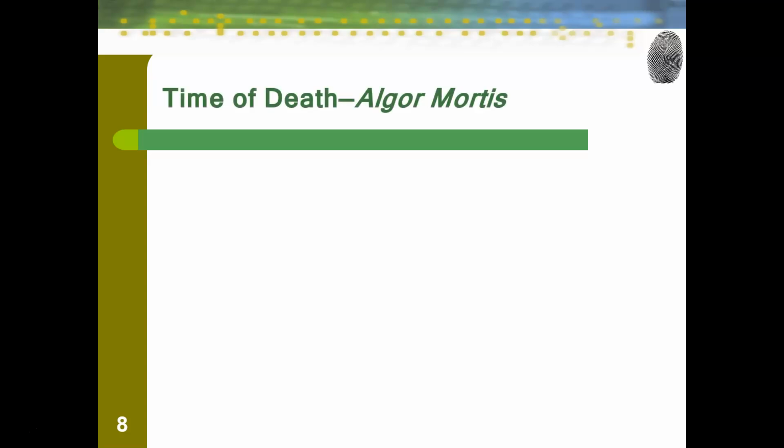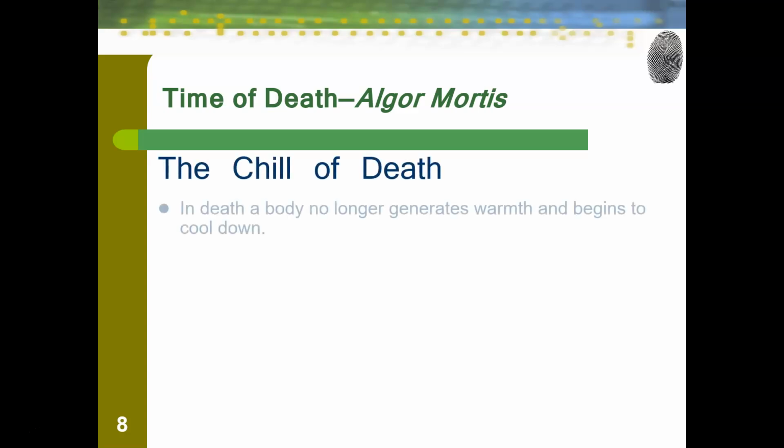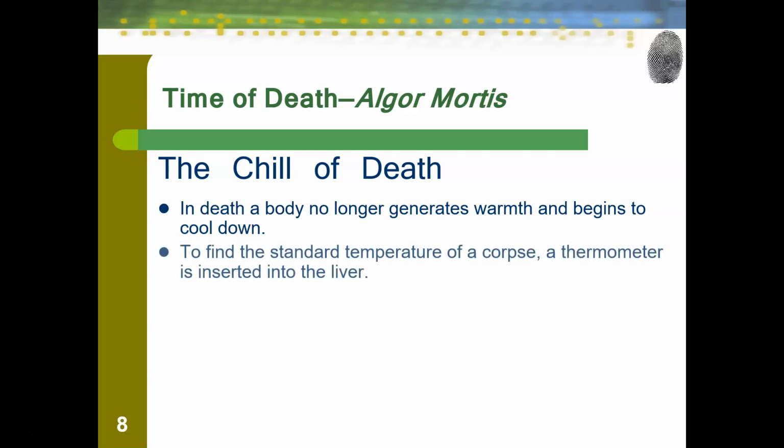Which brings us to our third of the mortises to estimate time of death, algor mortis, which means the chill of death. So in death, a body no longer generates warmth and is going to begin to cool down. In general, our bodies end up being at about 96.8 degrees. That's an average though. And most rooms you're in are between 68 and 70 degrees. So there's a lot of room for you to lose heat.